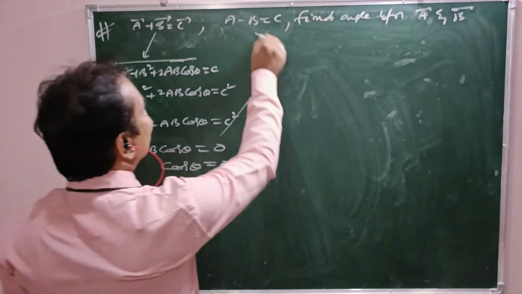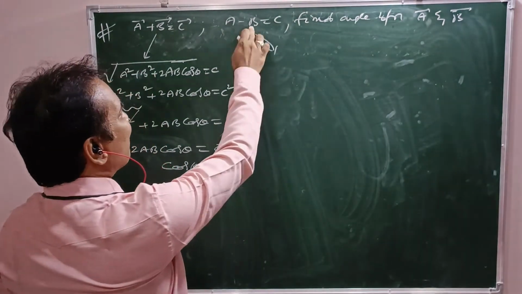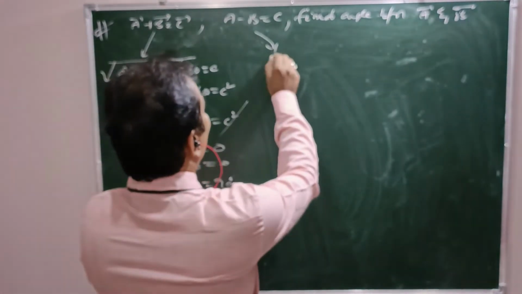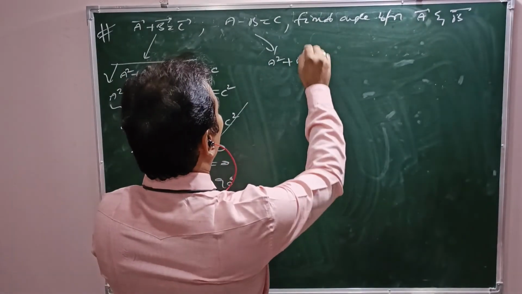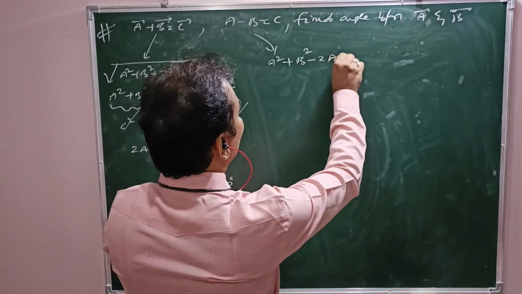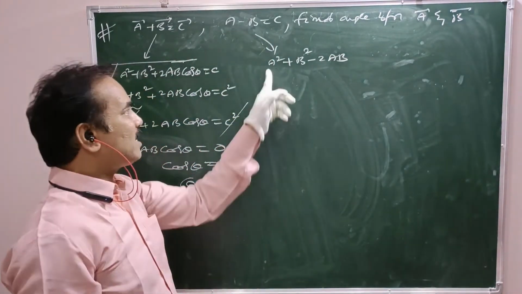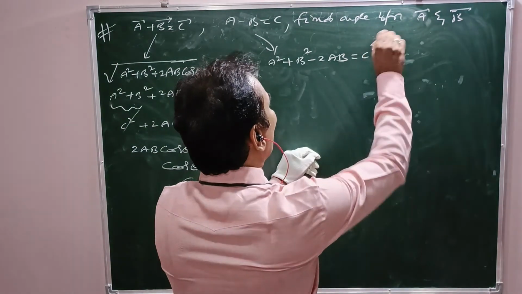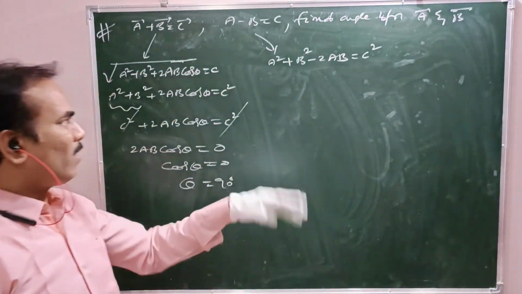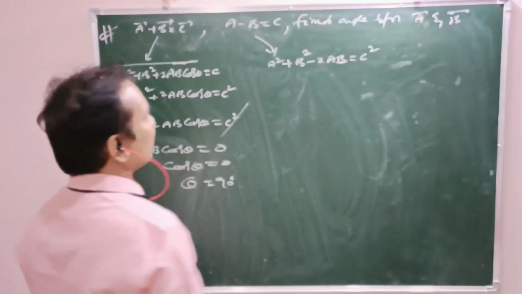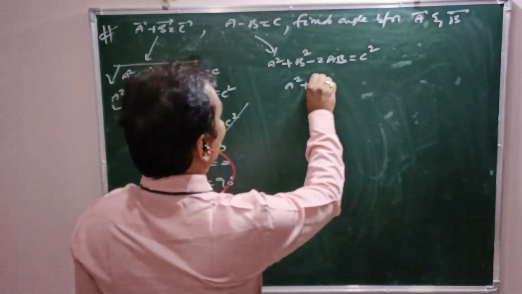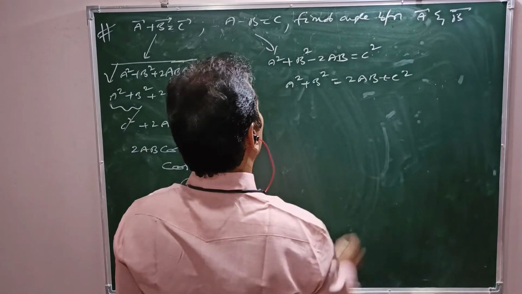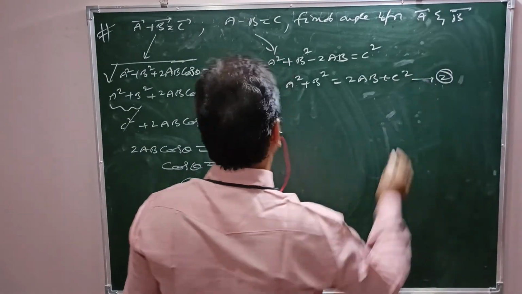Now this time, from this relation, a minus b equals c, on squaring we can have a square plus b square minus 2ab. A minus b whole square means a square plus b square minus 2ab equals c square. On squaring, that is a square plus b square equals 2ab plus c square. This is equation number 2.